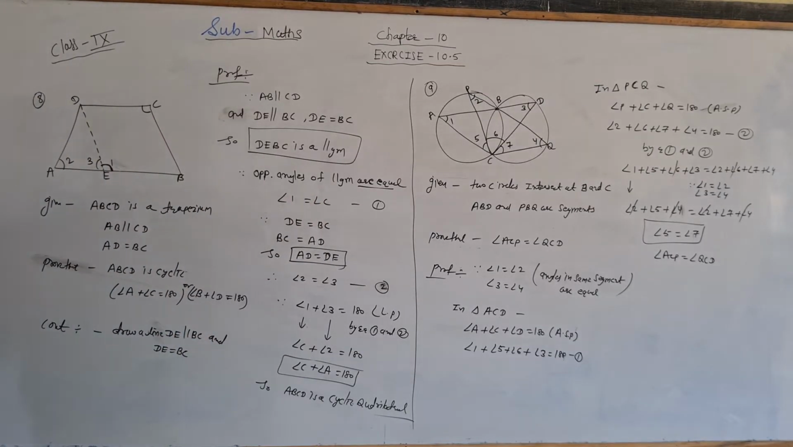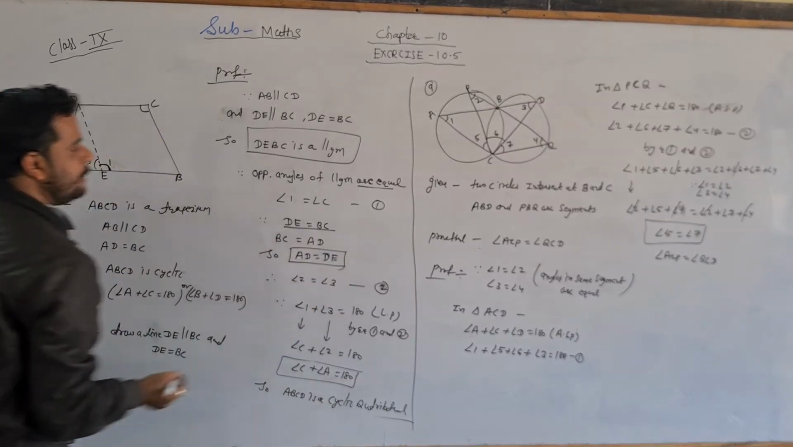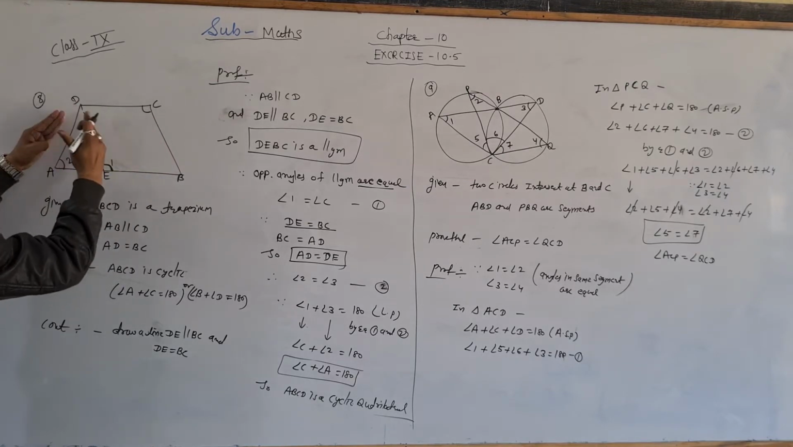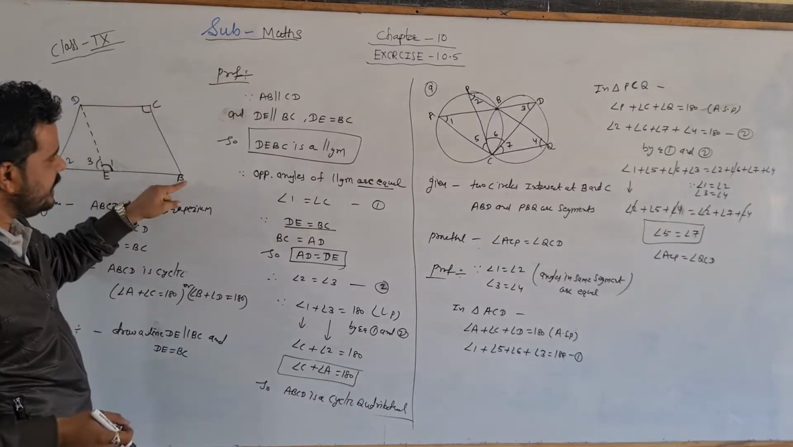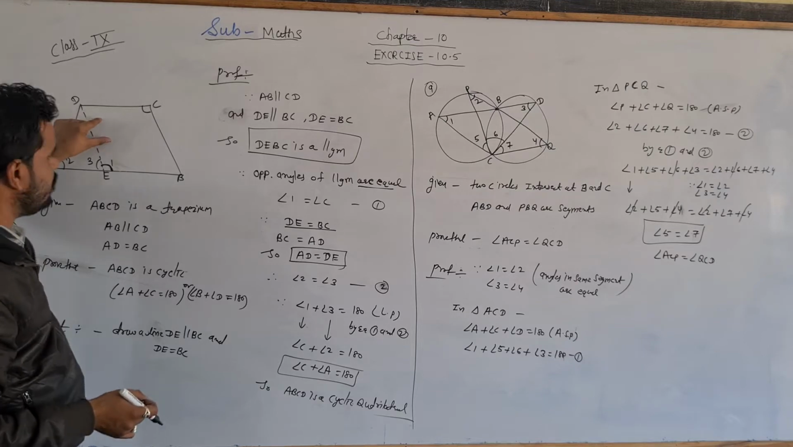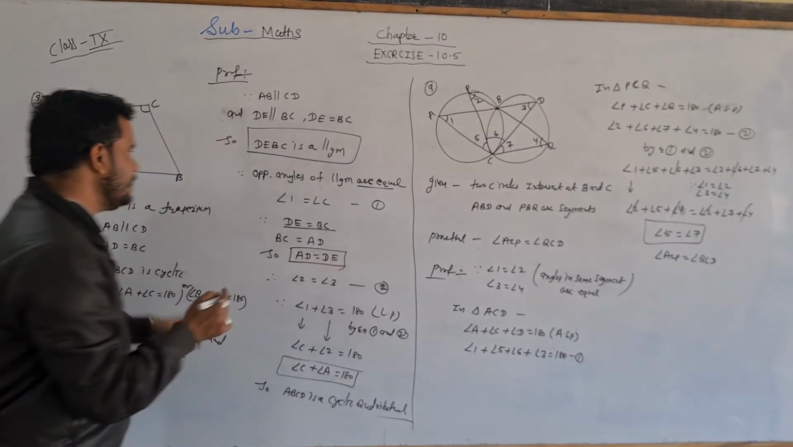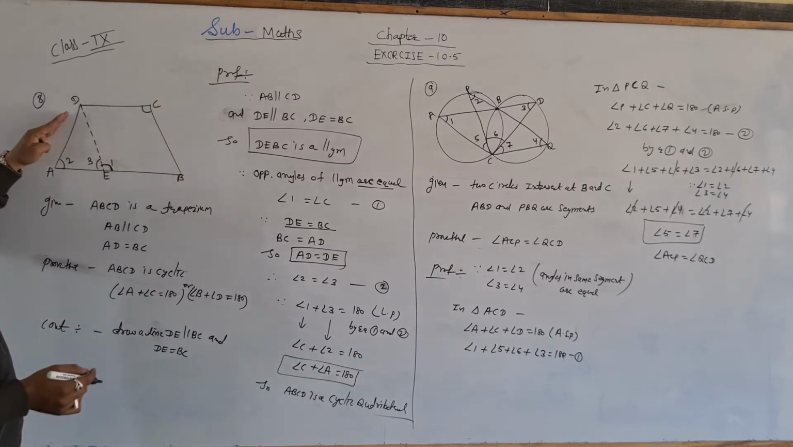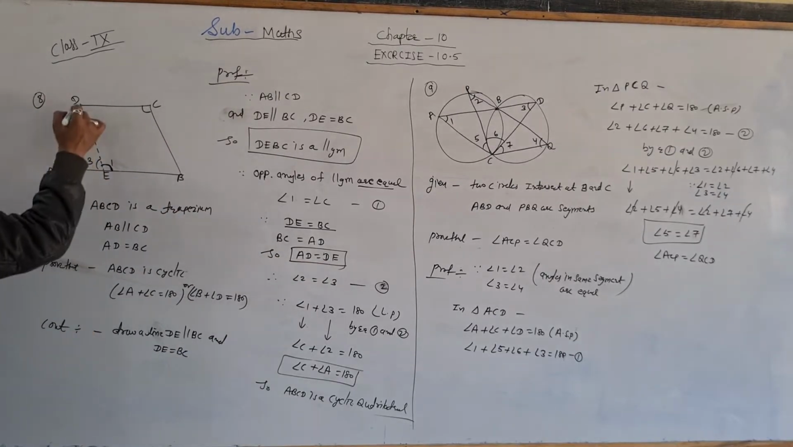The second thing that is given is like this: DE is equal to BC. DE is equal to what? BC. And BC is equal to AD. So it means DE is also equal to AD. DE is equal to BC, and BC is equal to AD. So we can say that AD is equal to DE. As you know, this DE is already equal to BC and BC equals AD. So AD is equal to DE. So both these lines are equal.